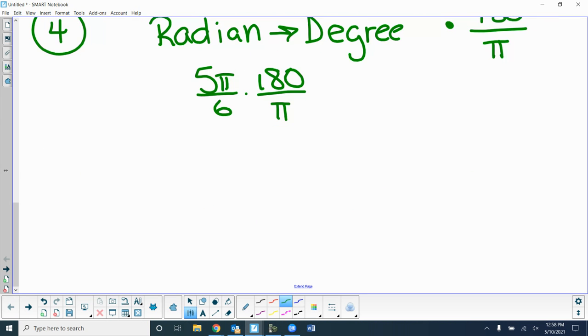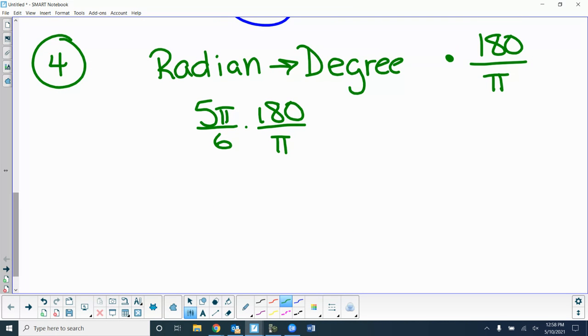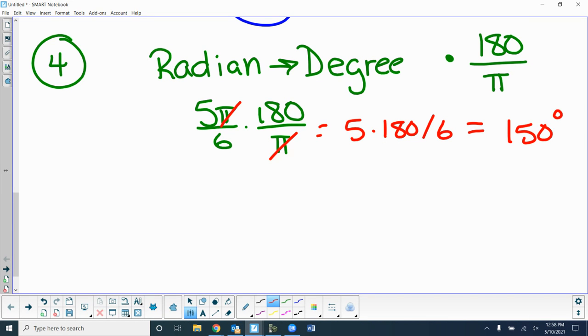What happens to the pi's when you do that? They cancel, right? So I'm just multiplying 5 times 180 and dividing by 6, which is 150 degrees, which is letter E. Okay? Real easy. Just don't put it in your calculator wrong. Some of you go 6 times 180. You cross multiply for some reason. Is this a proportion? No, it's just a multiplication problem.